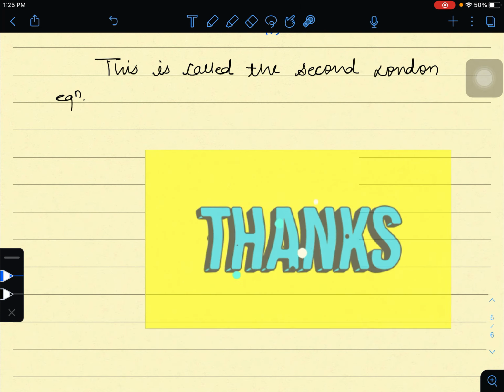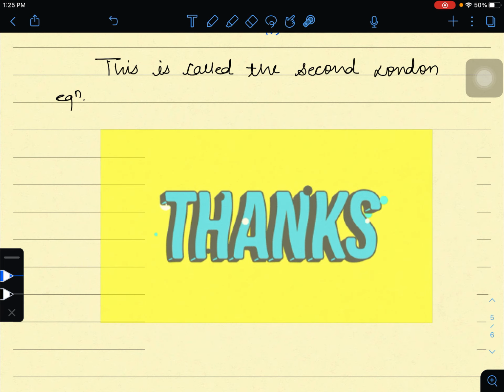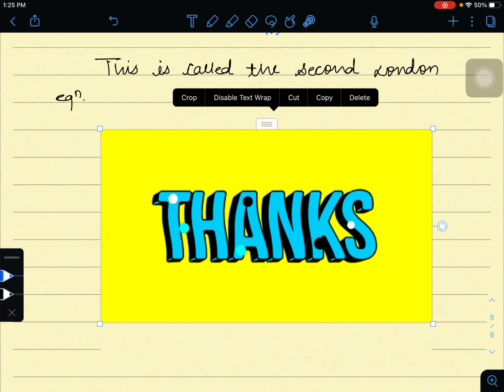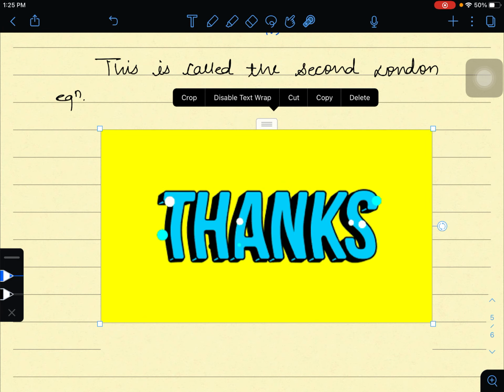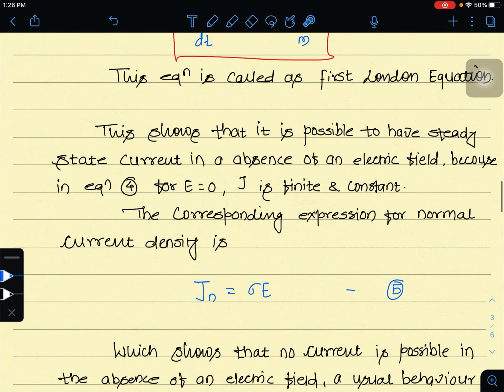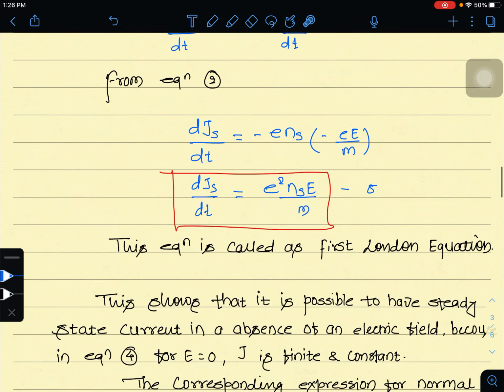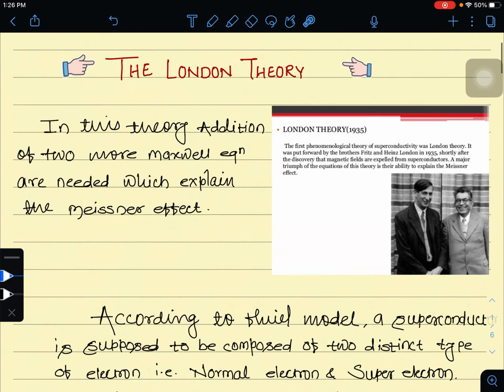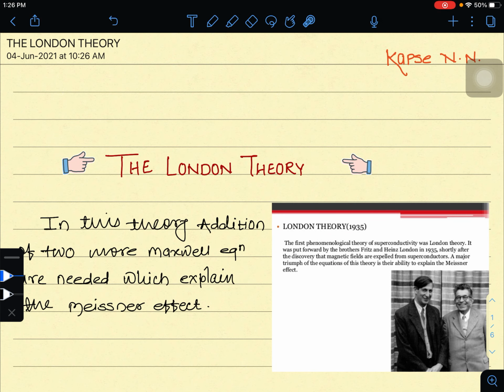Okay guys, this is all about the first and second London equations. I hope you got an easy idea about the introductory portion of the London theory and these two equations. If you have any doubt related to this theory, then please ask me. I hope you enjoyed this lecture. Thank you guys.